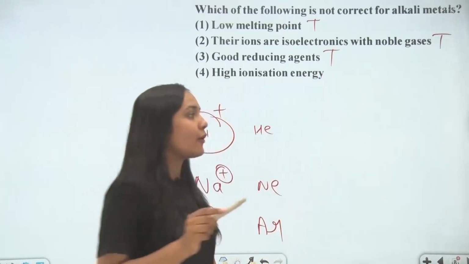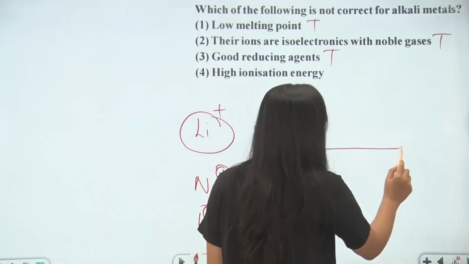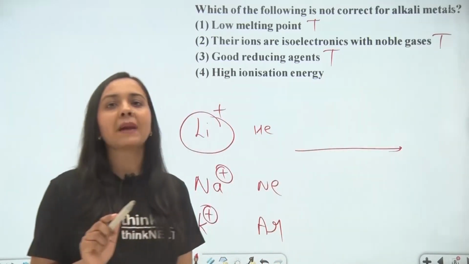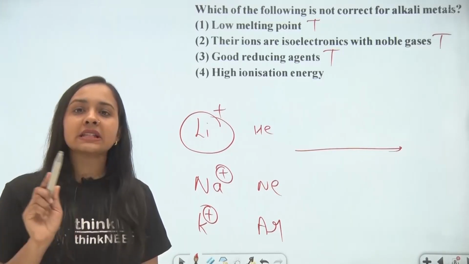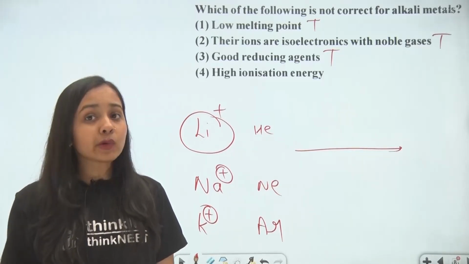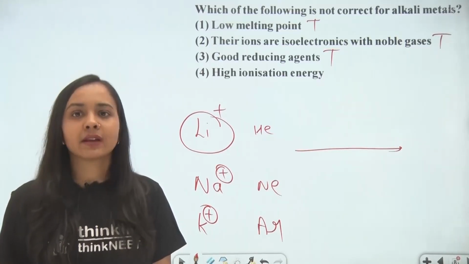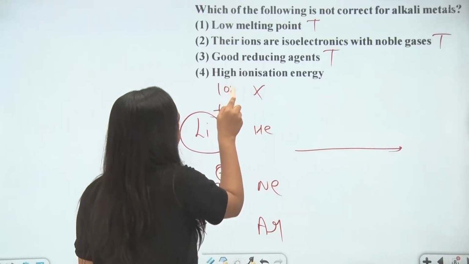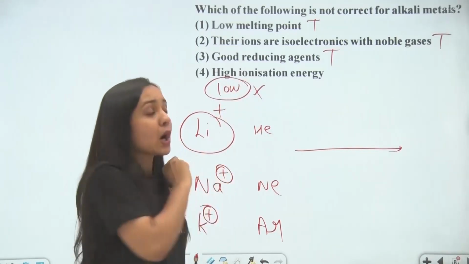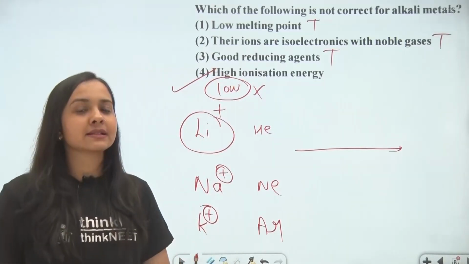Next is high ionization energy. Student, if we talk about a period, then in a period the alkali metal has the lowest ionization energy because it can release its electron from the outermost shell very easily and with a very low amount of energy, right? So that's why this is not correct. Alkali metals have low ionization energy across a period. So option 4 is the correct answer and the incorrect statement.